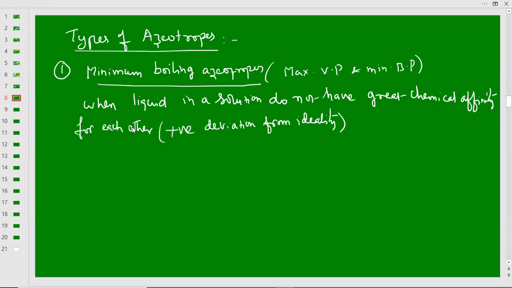So they definitely have a higher escaping tendency, increased evaporation, much more than expected from Raoult's law. In many cases, these deviations are so extreme that they lead to a maximum in the curve. So in Raoult's law, the curve will look like this. Instead of a straight line, you will get this type of curve in the graphical representation. Now in this type, the point of maximum evaporation means the boiling point at this composition will be minimum and constant.